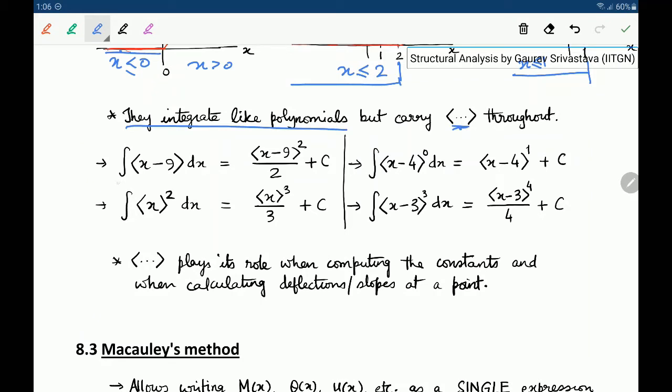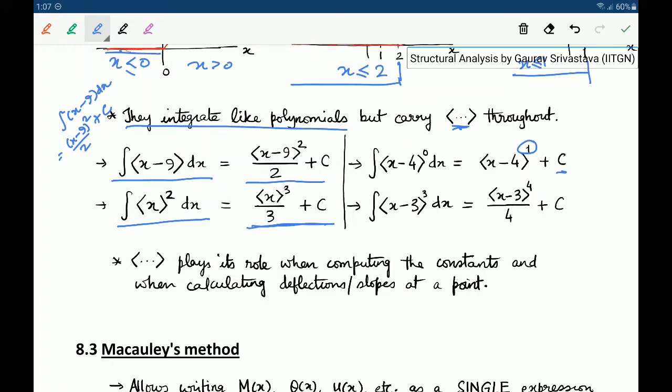So for example, if you have to do integral of angular bracket x minus 9 dx, this will be just angular bracket x minus 9 whole squared by 2. So this is like integrating, let's say if you were integrating a polynomial x minus 9 dx, this would have been just x minus 9 whole squared by 2 plus the constant of integration, right? So now here we are just carrying these angular brackets as it is. So similarly here, if you are integrating angular bracket x squared, we are saying this is angular bracket x cubed divided by 3 plus c. And if we are saying, let's say, angular bracket x minus 4 to the power of 0 dx, this is angular bracket x minus 4 to the power of 1 plus c, right, and so on and so forth.